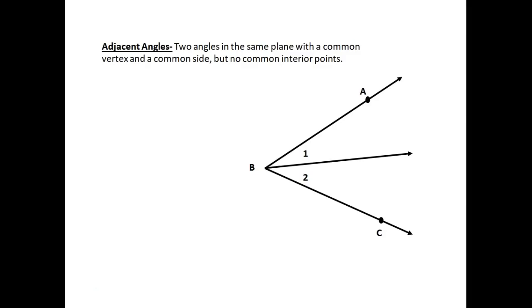Alright, so first, adjacent angles. What I need you to do is pause the video and I want you to write this vocabulary term and the definition, okay? Adjacent angles. Adjacent angles are two angles in the same plane with a common vertex and common side, but no common interior points. What this means is just two angles. You see here, you have angle 1 and you have angle 2, and they share a side. You see? They share a side and they are side by side.